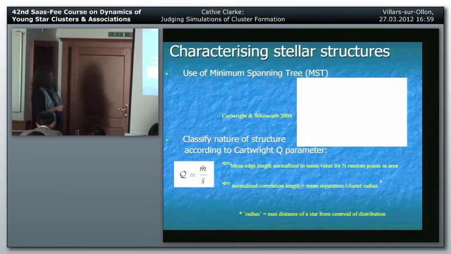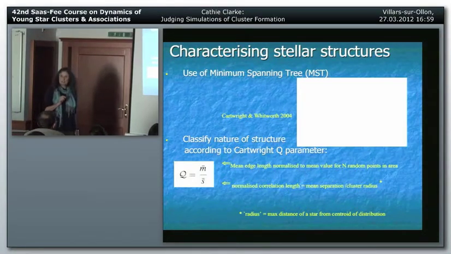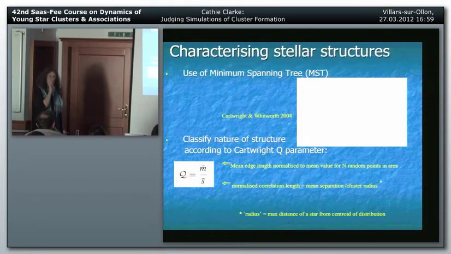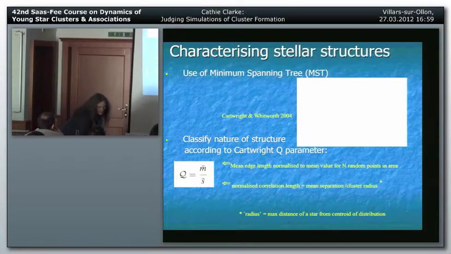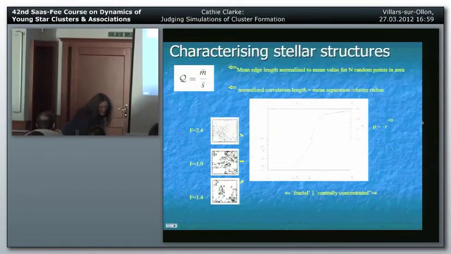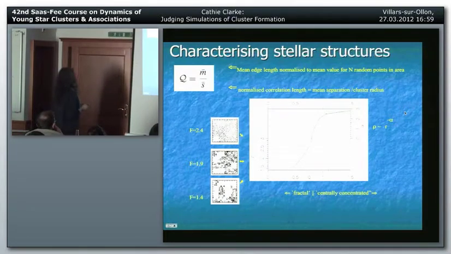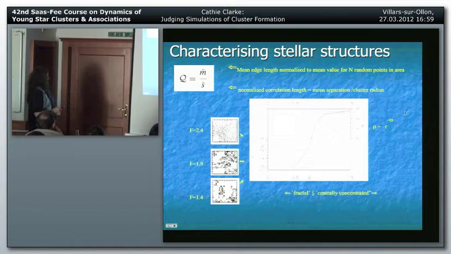The numerator is the mean edge length. So by mean, I mean, obviously, adding up over all the stars. But for each star, it's only its nearest neighbour that determines the value of that quantity. Whereas the thing on the denominator is, again, an average over all stars, but for every star, it's not the nearest neighbour, it's the average distance to a star in the cluster. And what they showed was that if you take this parameter and then generate lots of synthetic clusters and see what this parameter looks like, it's a pretty well-defined mapping between the nature of the clustering and the value of the Q parameter.